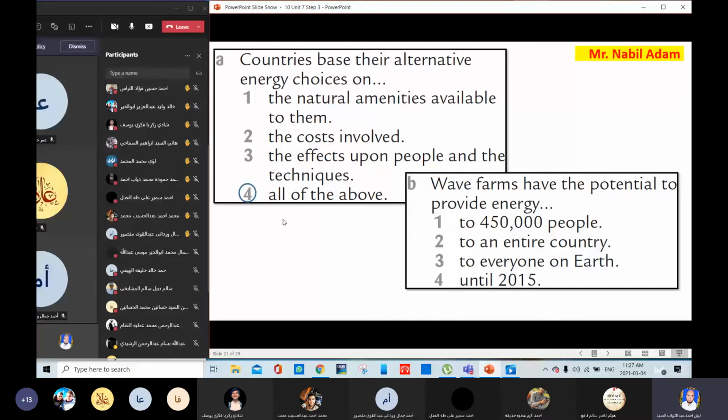B. Wave farms have the potential, possibility, to provide energy to everyone on Earth. So wave farms have the potential to provide energy to 450,000 people, to an entire country, to everyone on Earth? You said 3. Is that right? Yes. As you said, the wave power could provide enough energy for the whole planet, our Earth.